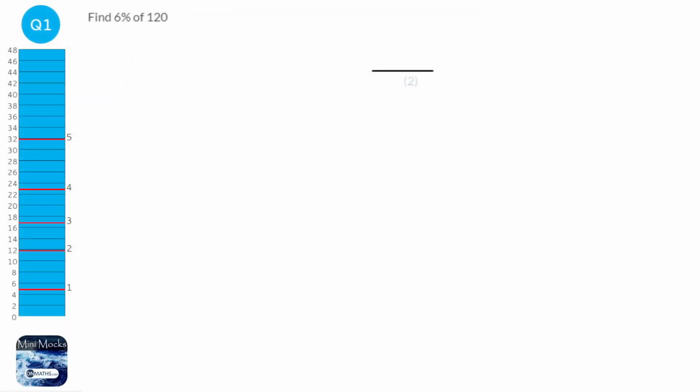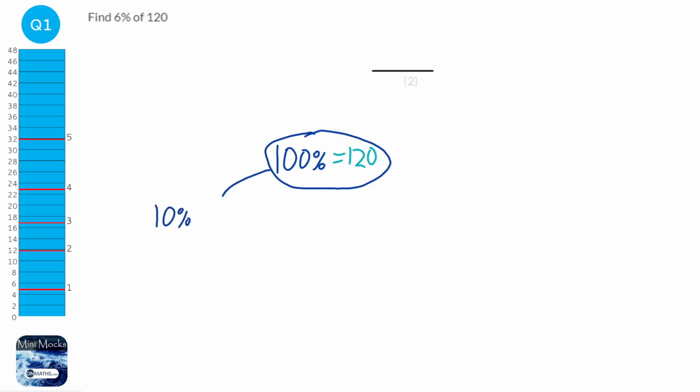So we're going to start off by working out what 100% of 120 is. Well, that's obviously just going to be 120. And we're trying to get to 6%. So we always start off by working out 10%. It's always normally useful. And we just divide that 120 by 10, so we get 12.